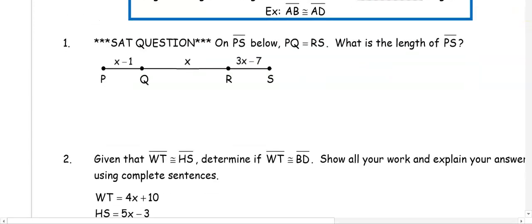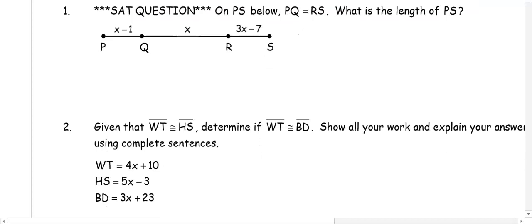Number one, which comes from the SAT, on segment PS, PQ is equal to RS. What is the length of PS? We know that PQ and RS are equal to each other, so I'm going to put the same type of tick mark so I know that those are congruent. Because they're congruent, they have the same length, so we can set them equal to each other. x minus 1 is equal to 3x minus 7. As we solve, we get negative 1 equals 2x minus 7. Add 7 to both sides, 6 equals 2x. When we divide, x is 3.